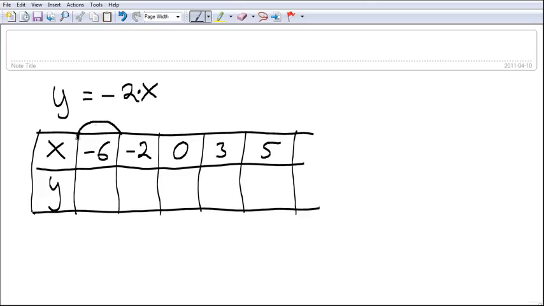Remember, this is a point. The x coordinate is minus 6, and the y coordinate, we have to calculate. So let's put minus 6 into this function, into this formula. Then we get minus 2 times minus 6. Multiplication with 2 negative numbers becomes positive, so it's plus 12. So I'll just write plus 12 here.